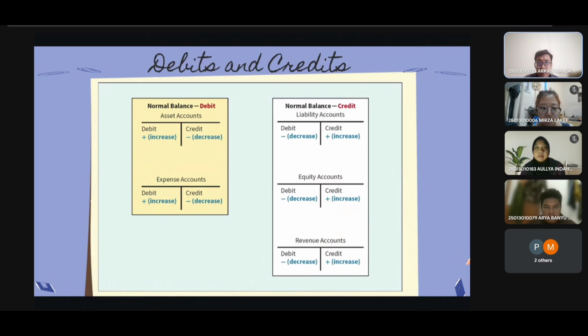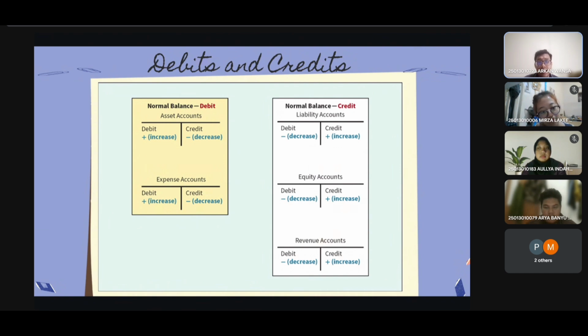Then we have debits and credits. The terms debit and credit mean left and right, respectively. This does not mean increase or decrease, but instead describes where a company makes entries in the recording process. So, when a company enters an amount on the left side, it debits the account. If it's on the right side, it credits the account.